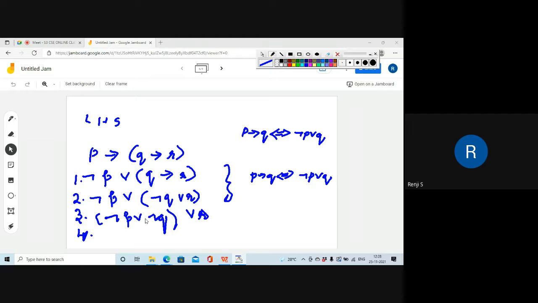This not P or not Q is the same as not of (P and Q). Not P or not Q is the same as not of (P and Q), or R.